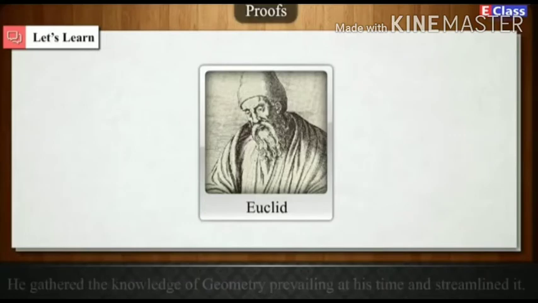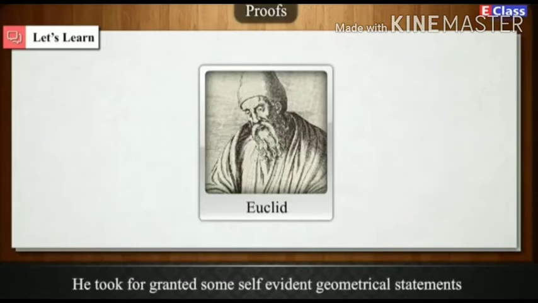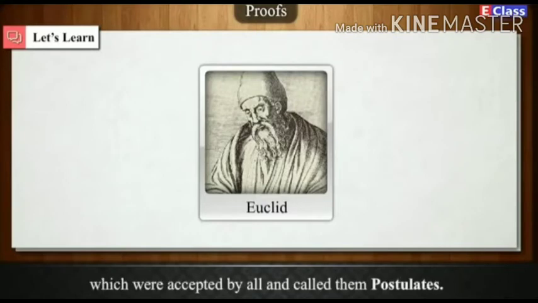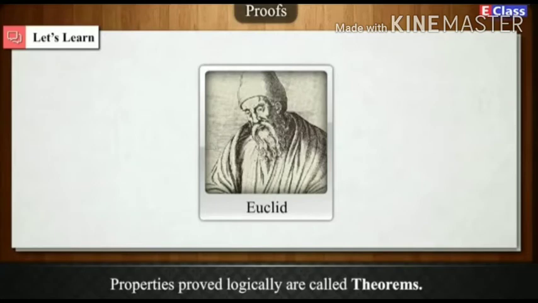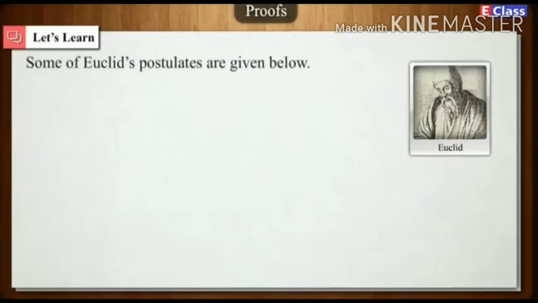He took for granted some self-evident geometrical statements which were accepted by all and called them postulates. He showed that on the basis of the postulates, some more properties can be proved logically. Properties proved logically are called theorems. Some of Euclid's postulates are given below.